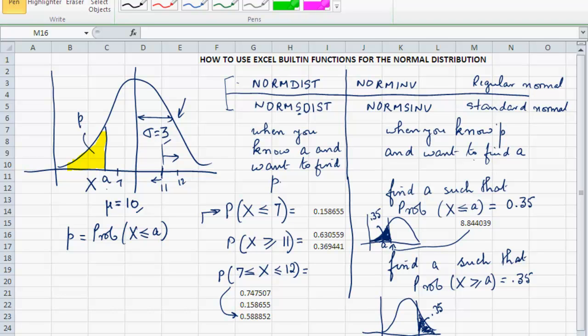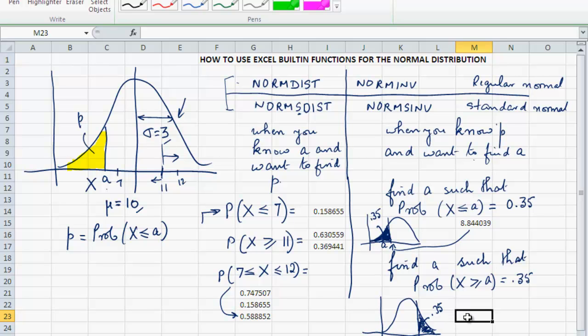Now, what if I'm told find a location on the x-axis such that the area to the right of that point is 0.35? So I want an A such that the area to the right is 0.35. Now, Excel does not work with right side areas for the NORM.DIST and NORM.INV functions, but there's a very easy way around that. If the area to the right of A is 0.35, the area to the left must be 0.65 because the area under the total bell curve is 1.